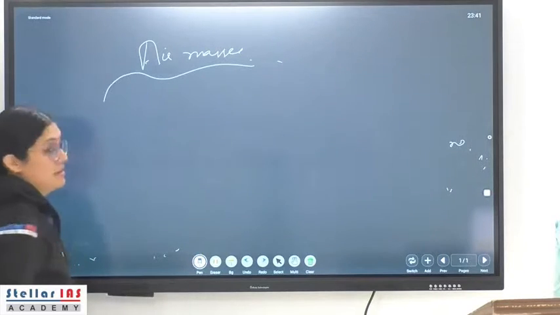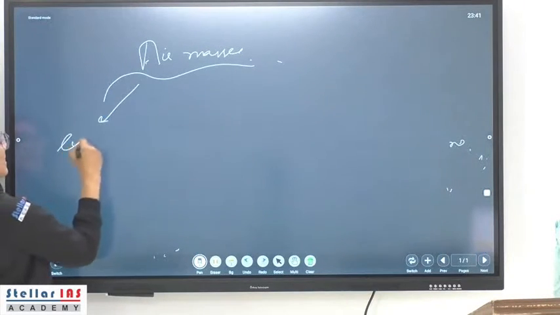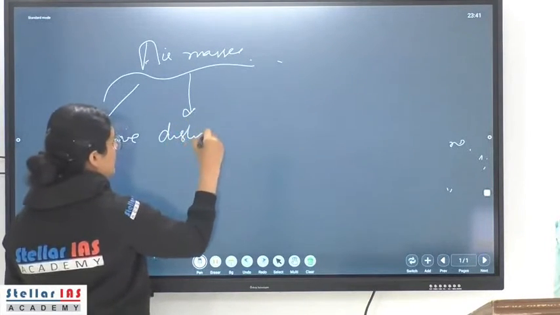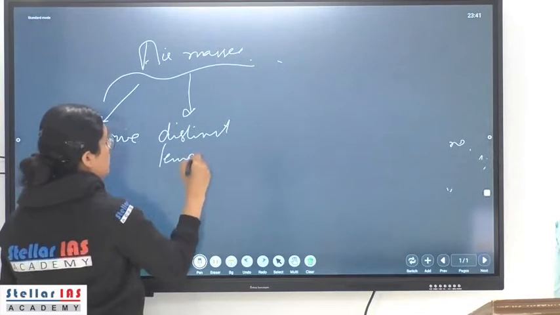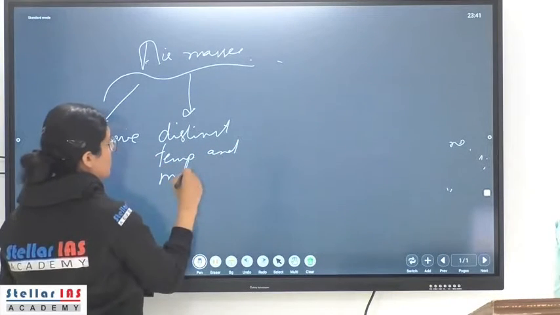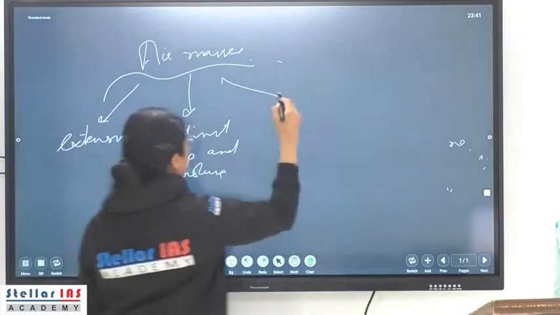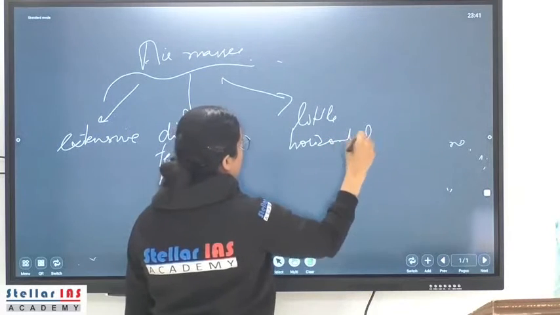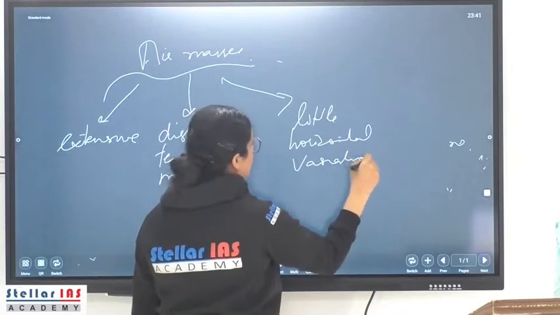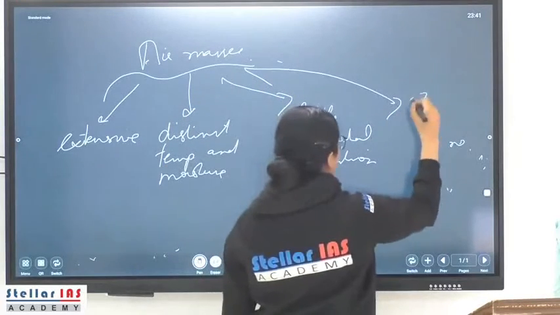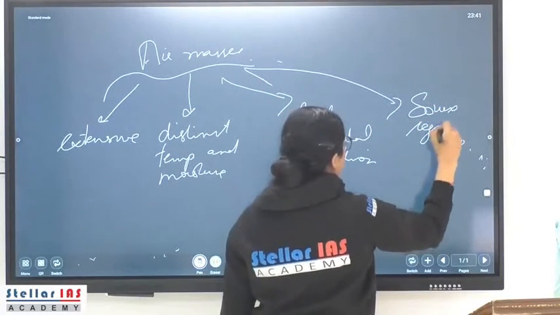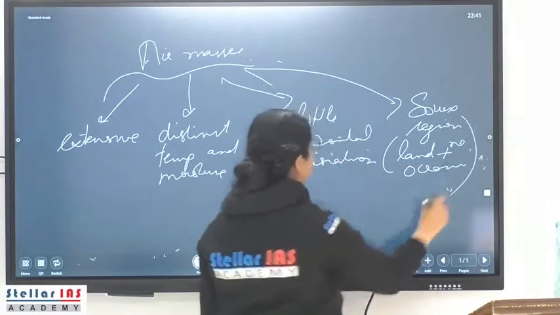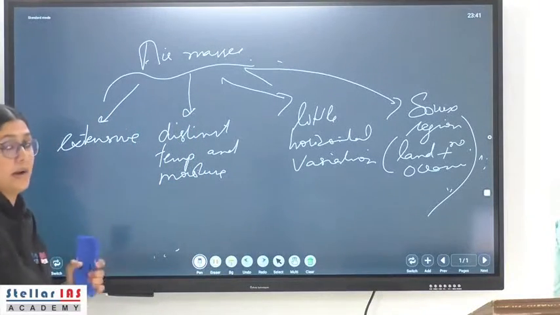So you have to remember the keywords: extensive air column, right, with distinct temperature and moisture conditions, which have little horizontal variation, right, and can develop when in contact with source regions, which can be both land as well as oceans. Okay, so this sums up the air mass concept, right.